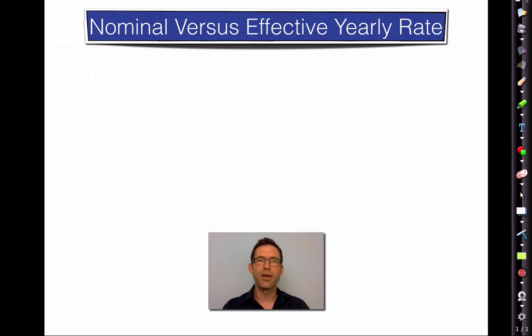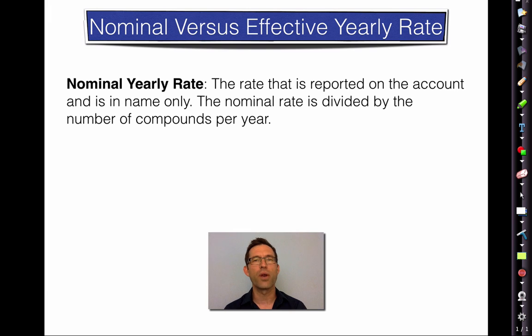And the reason I called it nominal is that a nominal rate is the rate that's reported on an account, but it's in name only. Okay, meaning that it really isn't the rate that you're getting per year. All right, you're actually kind of getting a different rate per year. But you use that nominal rate and then you divide it up by the number of compounds per year.